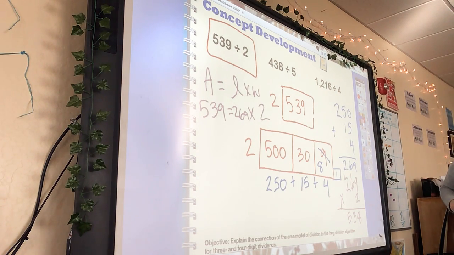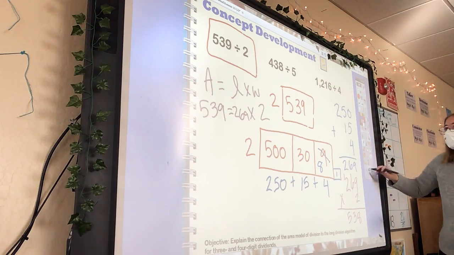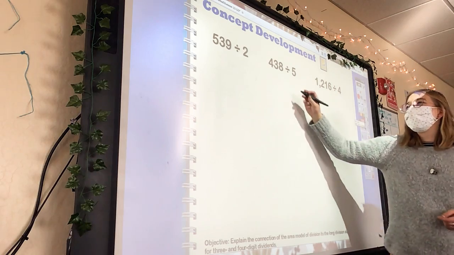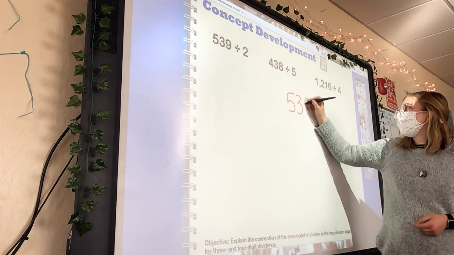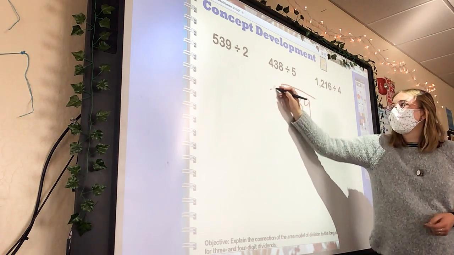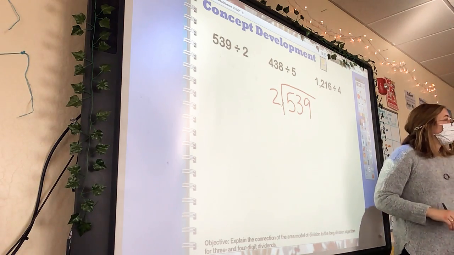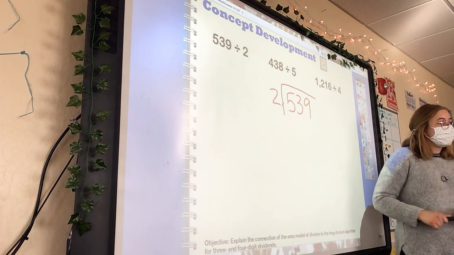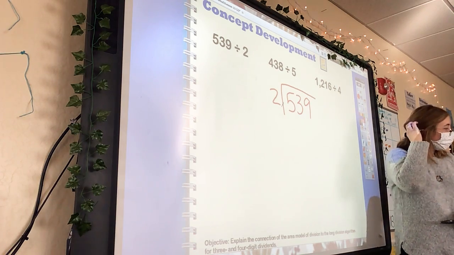Okay. One thing I actually do want to show you really quick, though, is how this connects to the standard algorithm. So I'm going to do the same problem. So 539 divided by 2. Okay? And I want everybody to erase their boards and close it up.